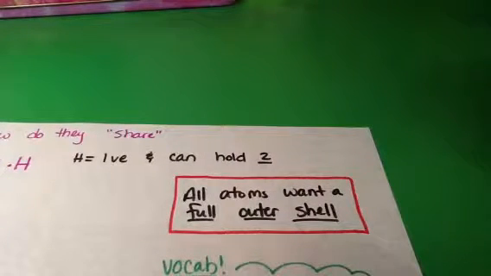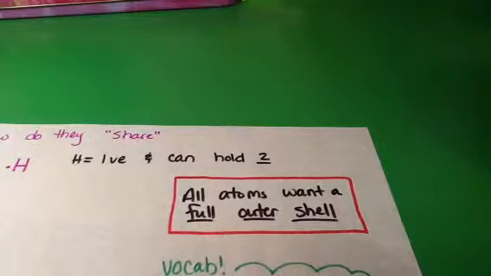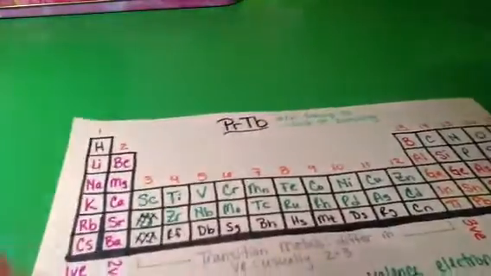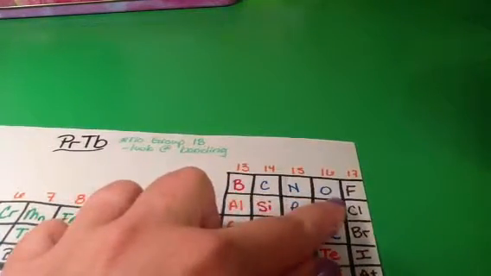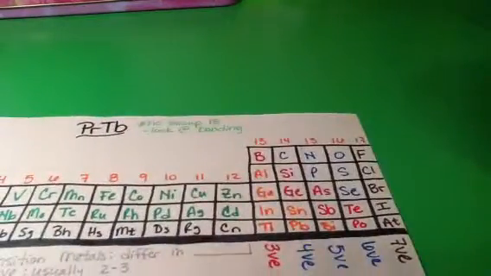Remembering that all atoms want a full outer shell. So this means if their outer shell is the first shell, it can only hold two. So hydrogen and helium both want two in their valence electron shell. The second period can hold up to 8. So all of the elements listed on that second row, lithium, beryllium, boron, carbon, nitrogen, oxygen, and fluorine, they all want to have 8 on their outer shell.